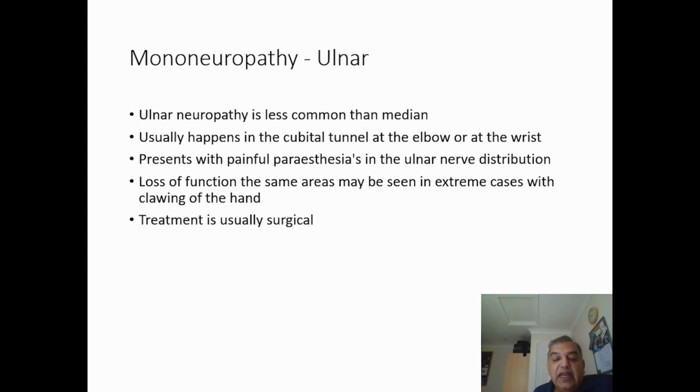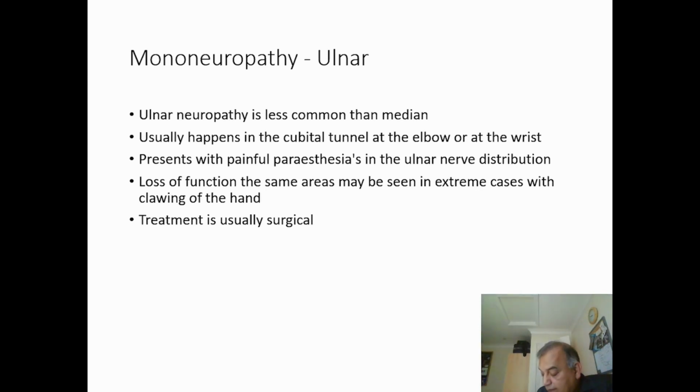Ulnar neuropathy, on the other hand, is less common than median neuropathy. It usually happens in the cubital tunnel. Sometimes the ulnar nerve may enlarge in various conditions such as Hansen's disease, and then becomes more prone to pressure. But otherwise, it's usually subcutaneous tissues that will trap the ulnar nerve. It presents with painful paresthesia in the ulnar nerve distribution. So the lateral 2.5 fingers mainly for the median nerve, and the medial 1.5 fingers subserve the ulnar nerve.